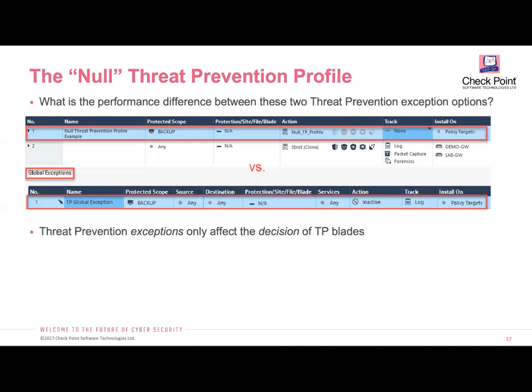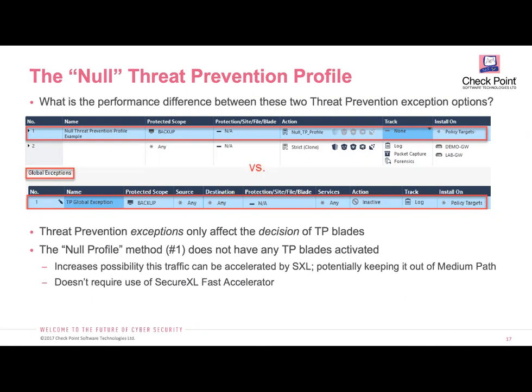The answer is that threat prevention exceptions only affect the decision on threat prevention blades. It doesn't prevent the traffic from going through and being inspected by all of those blades to make that decision. So if we want the fastest performance for backup traffic, and we don't want it inspected by TE, TX, all of that, the exception is not the way to go, because all the exception is going to do is say that no matter what decision gets rendered by those blades, we're always going to allow it through.